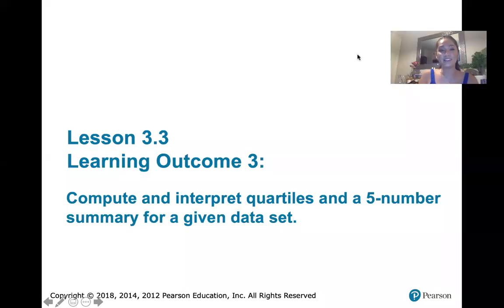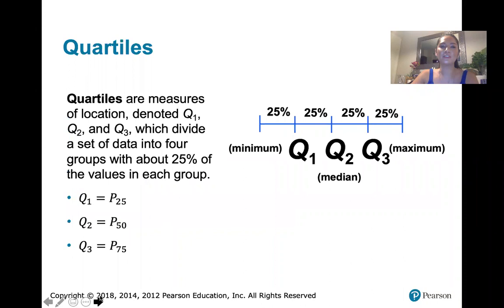In this video, we discuss learning outcome number 3, which is all about computing quartiles and a 5-number summary for a given data set. So quartiles are just specific percentiles. We denote them by Q sub 1, Q sub 2, and Q sub 3. And they basically divide our data set into 4 groups, and you'll have 25% of the values approximately within each group.